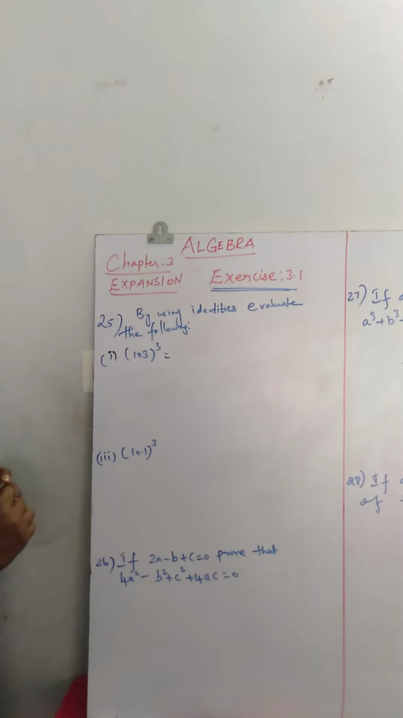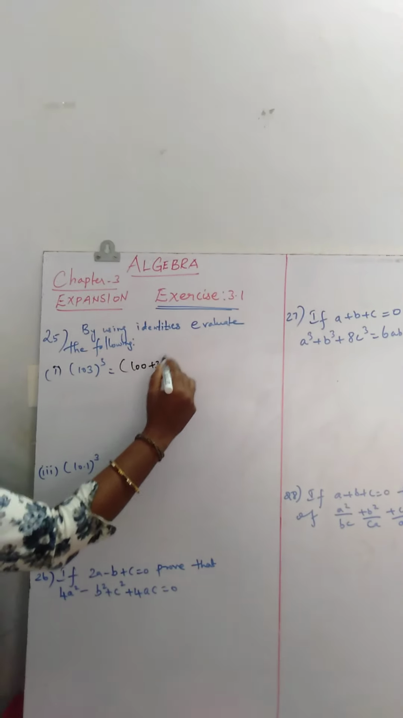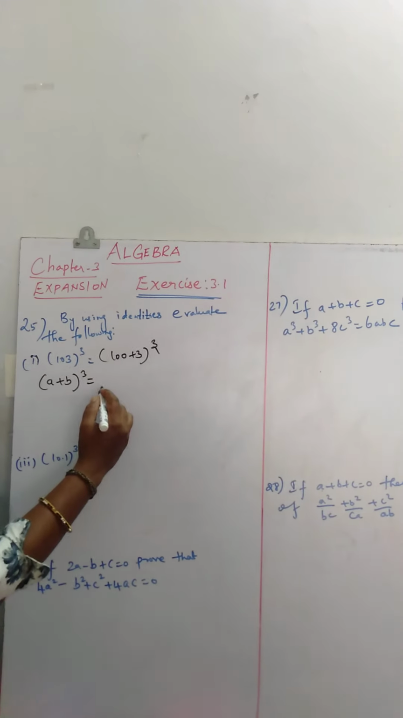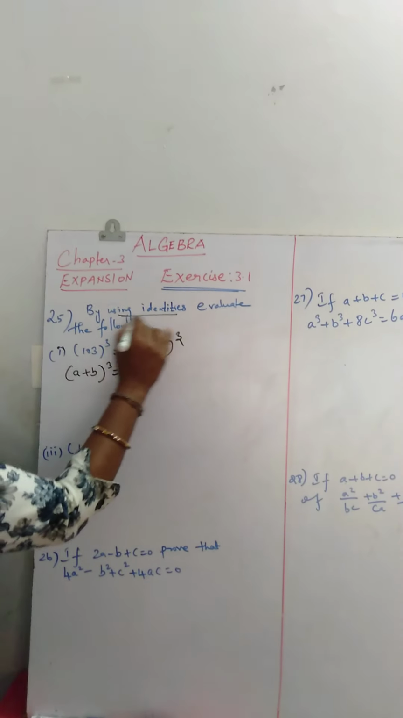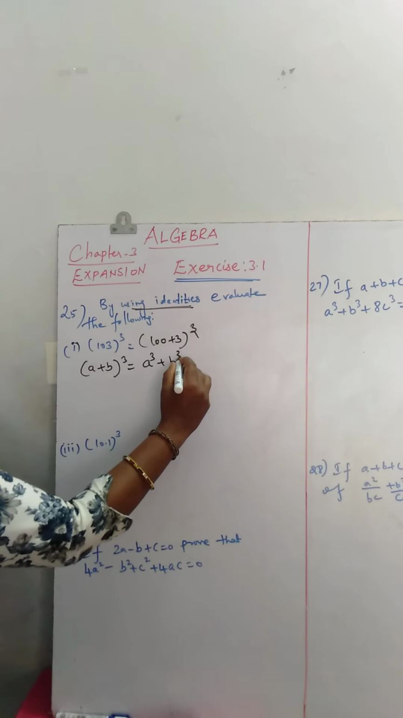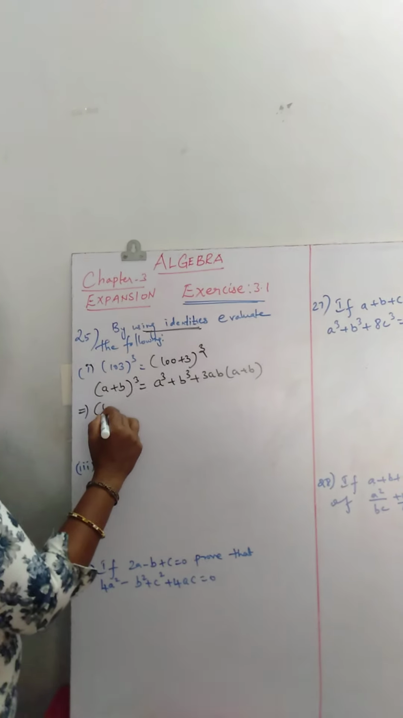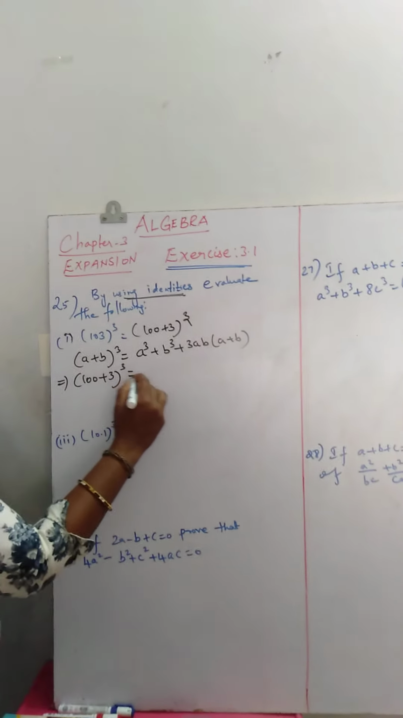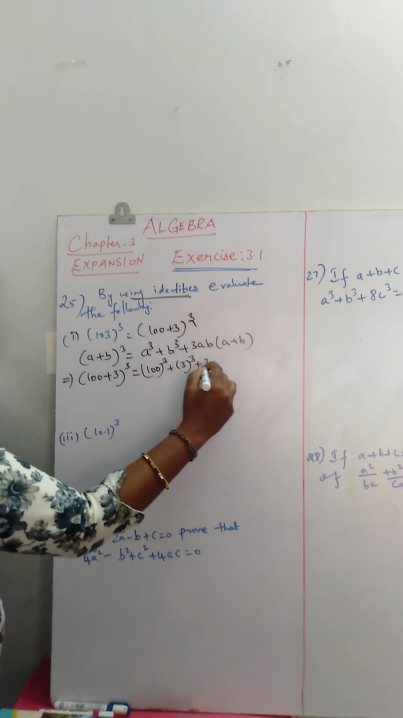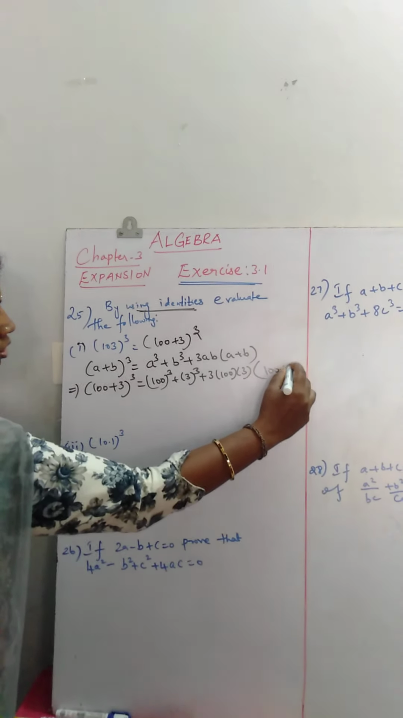So by using the identity, we are going to expand this one, which is (100 + 3) the whole power 3. By using the identity (a + b) the whole cube, we are going to solve this one. Since it is asked by using identity, (a + b) the whole cube can be written as a cube plus b cube plus 3ab into (a + b). So (100 + 3) the whole cube equals 100 cube plus 3 cube plus 3 into 100 into 3, then bracket 100 plus 3.